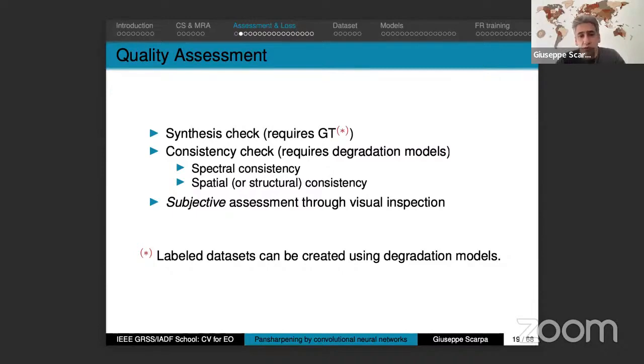Notice that lacking ground truth, synthetic labeled datasets can be created, resulting from a resolution downgrade process for which we need degradation models. So the availability of degradation models is a key point that has to be addressed in both cases, whether we proceed with a supervised check with ground truth or with a consistency check. And finally, in addition to the numerical assessment, do not forget that it is good practice to complete the evaluation by visually inspecting sample results. This is because subtle spatial artifacts or other forms of synthesis error may not have a sensible impact on the numerical figures that we employ, although they can be detrimental for given applications.